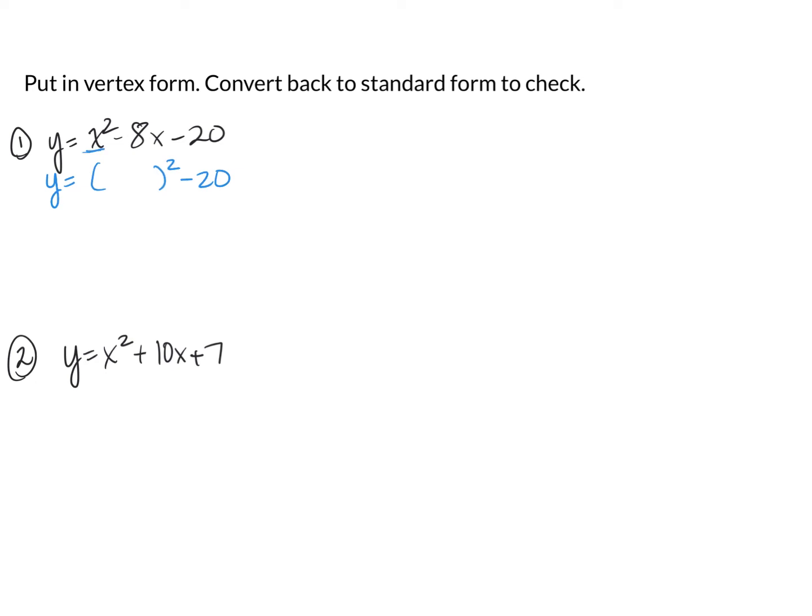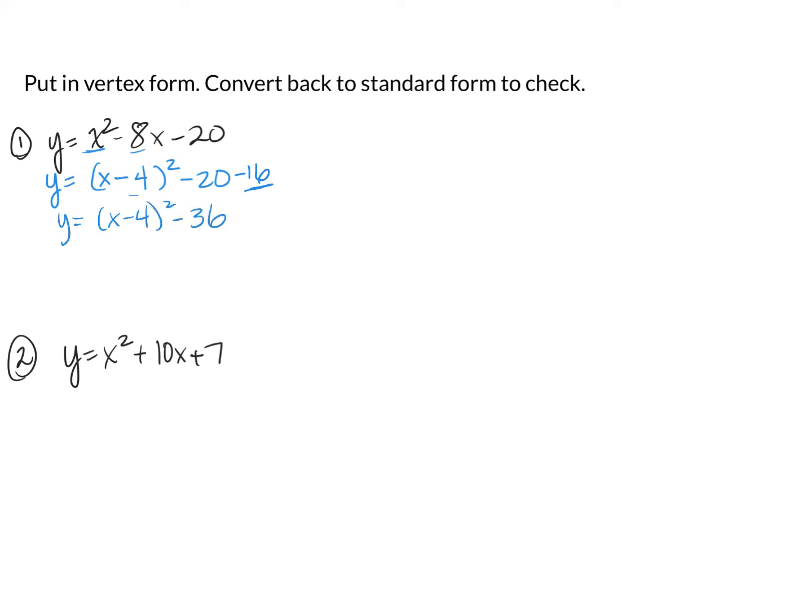So one way to think about this is to copy the x, copy the sign, and cut the number in half. So copy, copy, cut. Now, stop and think. If I FOILed out x minus 4, I would end up with x squared minus 8x plus 16, right? How do I know that? Well, I know that because negative 4 squared gives me positive 16. So that 16 is what I need to take off the back. So I'm going to subtract 16. Now I clean this up.